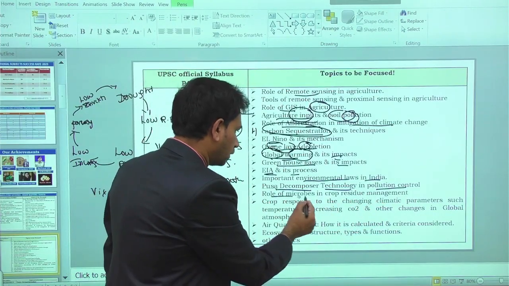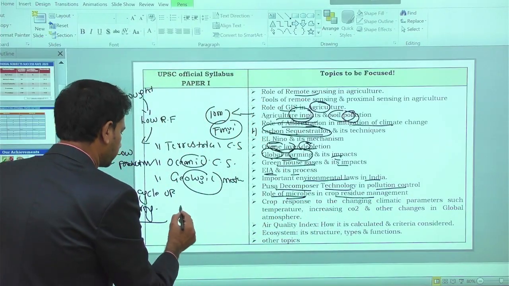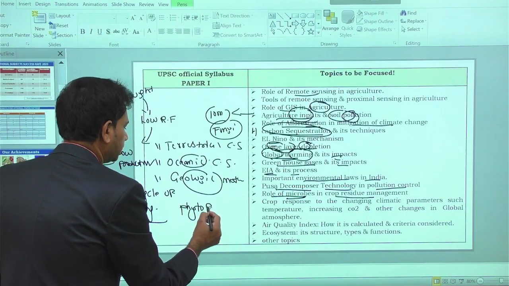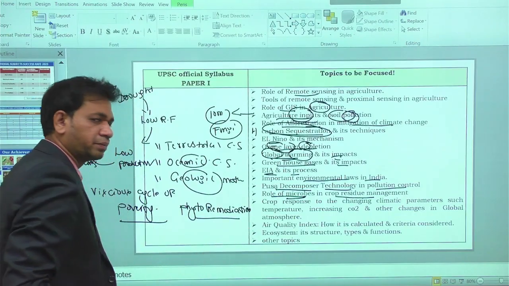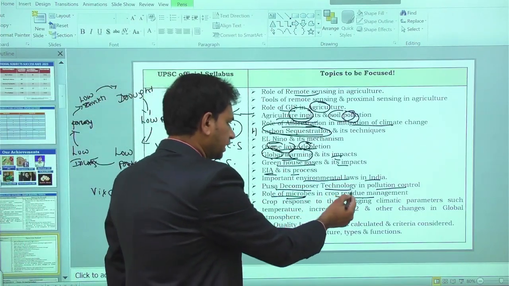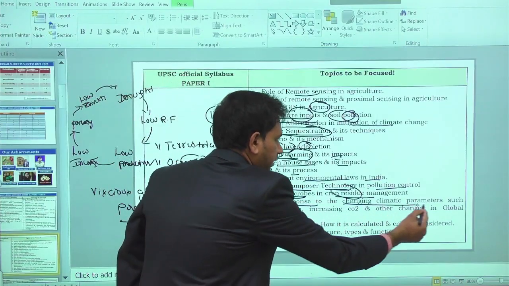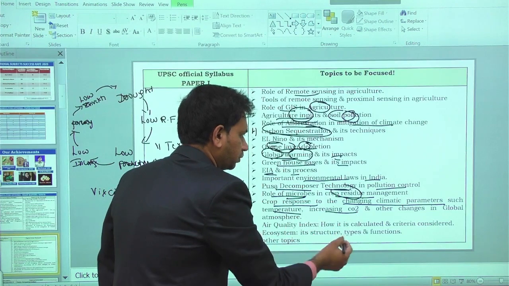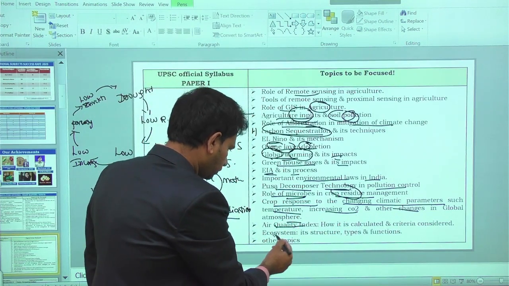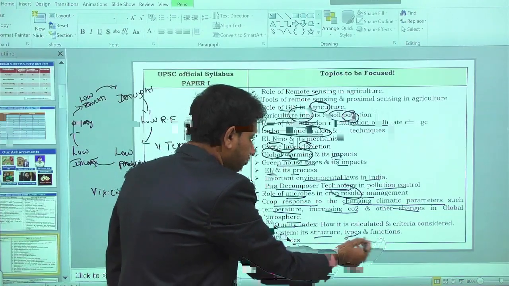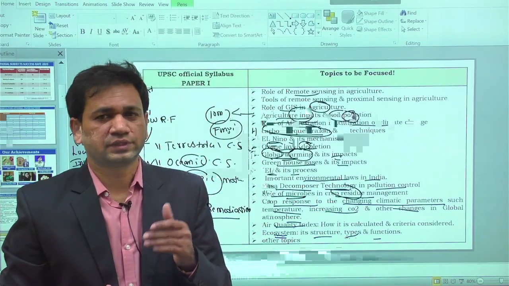Then we have the role of microbes in crop residue management. Microbes means we have the word called phytoremediation in agriculture. With the help of phytoremediation, degradation of crop residue can be possible. Another is crop response to changing climatic parameters such as temperature, increasing CO2 and other changes in the global atmosphere. Then air quality index, ecosystem and its structure, type and function. These are the major topics that will be taken from the perspective of ecology and environment.